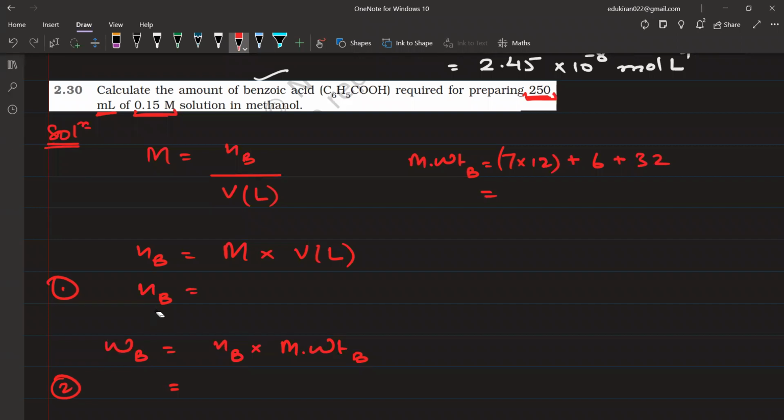So 12 sevens are how much? Tell me. 12 sevens are 84. 84 plus 6 plus 32. 84 plus 6 is 90. 90 plus 32 is what? 122. एक बार confirm कर लीजिए please. Yes, sir. Correct. 122. Okay.